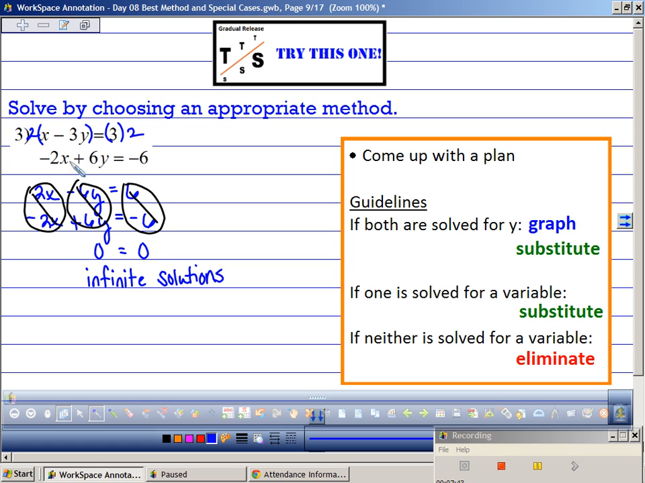Anybody do something different? Andrew? You use substitution. Good. Anybody use something different? Matt?